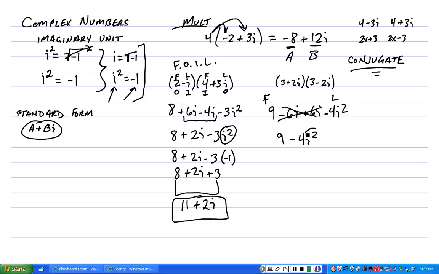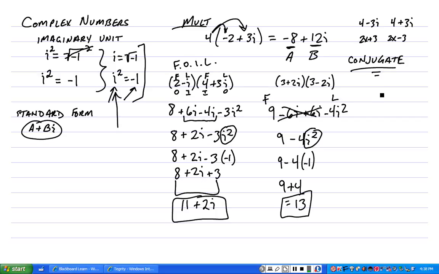Well, again, we talked about what i squared means right here. So it's really like saying 9 minus 4 times a negative 1, and this negative 1 times this negative 4 becomes 9 plus 4, and you end up with 13. So there's your answer there, just 13. Okay.